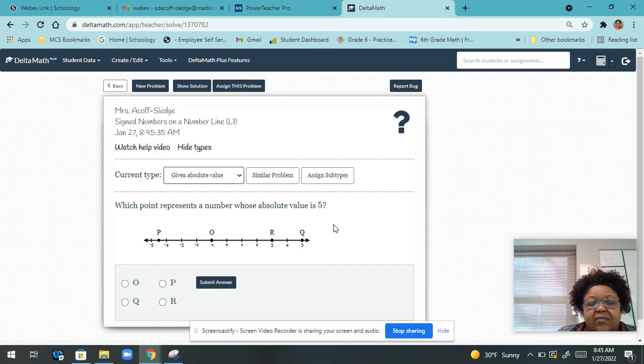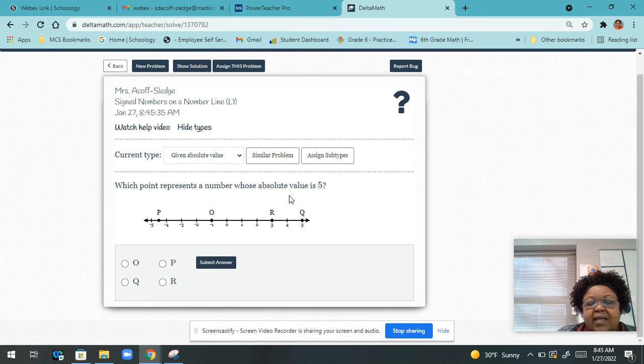So given the absolute value. Okay, which point represents a number whose absolute value is 5? So that would be either 5 or -5. So that would be right there, Q.